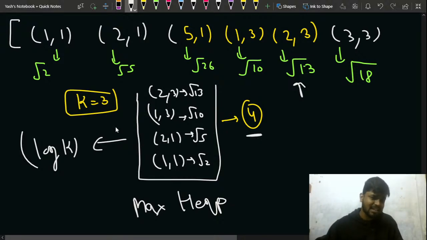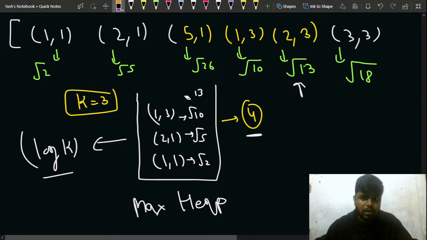Since the size is greater than k, that is 3, I'll pop it out again. It will get heapified, and since this is a max heap, the maximum distance will be at the top, that is under root of 13. So under root of 13 will again get popped out.